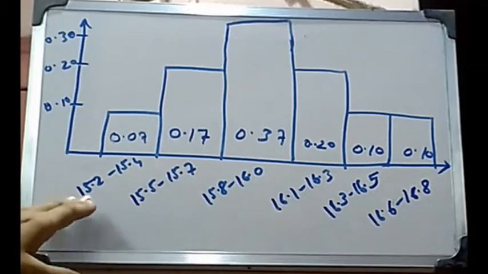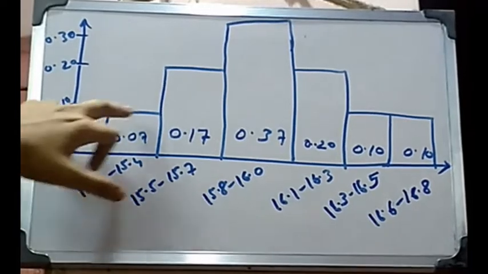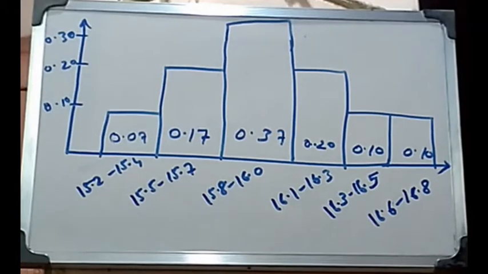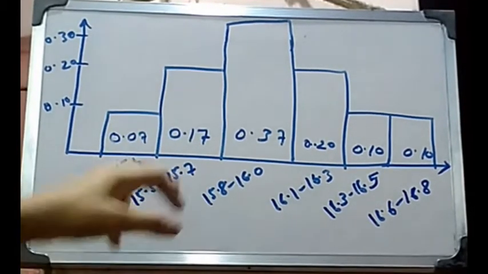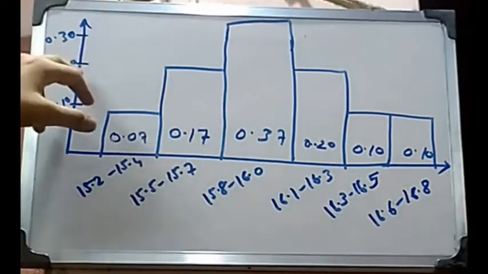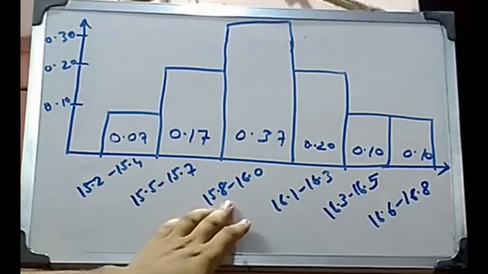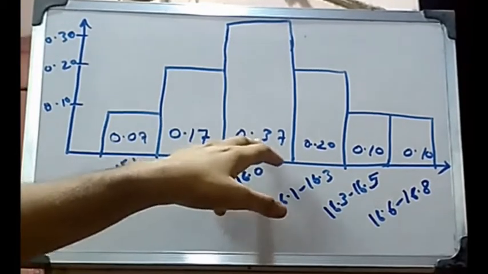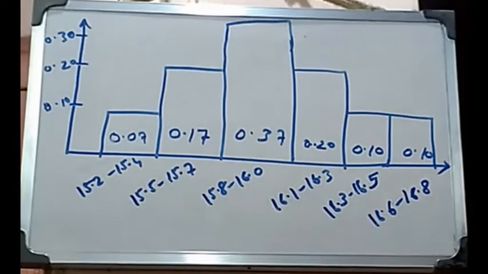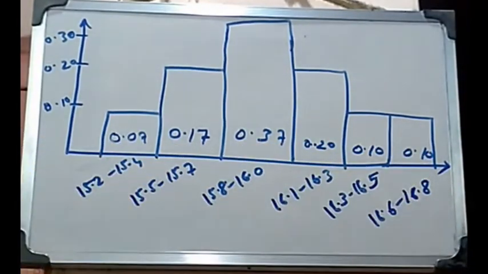Now from 15.2 to 15.4 its frequency was 0.07. That's why it's from here to here, and we have joined this one also. And for the class interval 15.5 to 15.7 its frequency was 0.17, so it's up to here, just below 0.20. And the highest frequency was for 15.8 to 16.0, its frequency was 0.37, so it's above 0.30 and below 0.40. And this one is 0.20 and these two are 0.10.